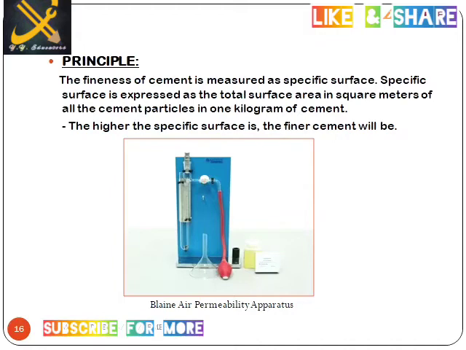specific surface. Specific surface is expressed as the total surface area in square meters of all the cement particles in 1 kilogram of cement. The higher the specific surface is, the finer the cement will be. If the specific surface is higher, the fineness of cement is also more. This is the Blaine air permeability apparatus picture.